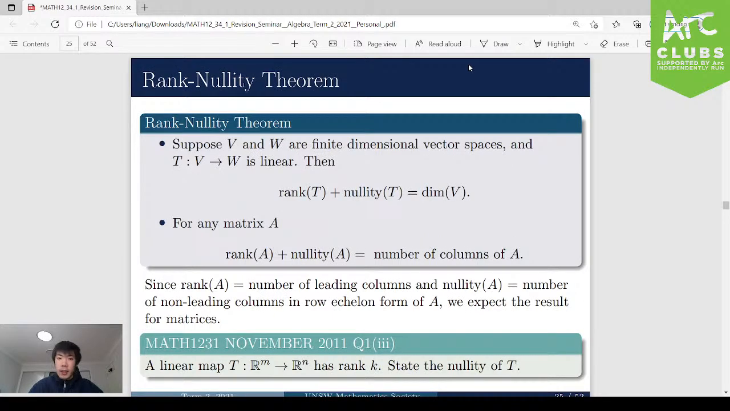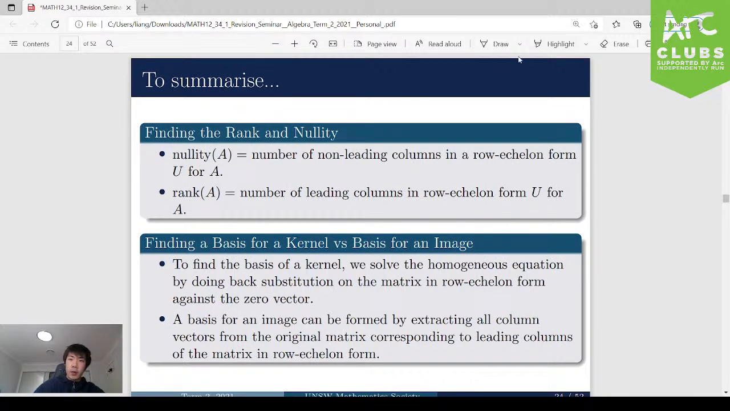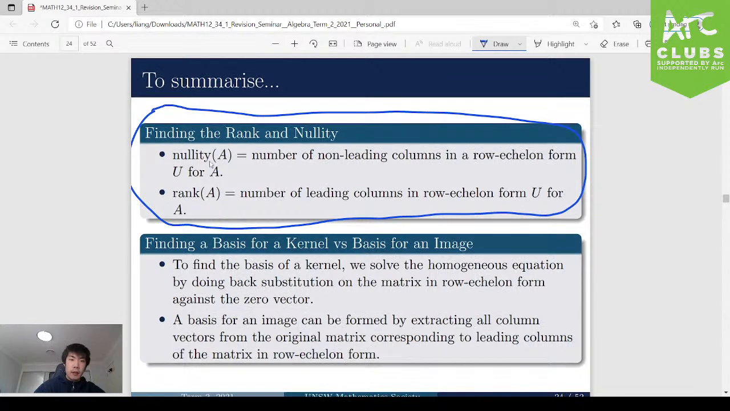This leads us to the rank nullity theorem. Hopefully, this flows well from the fact that we just briefly mentioned this. I guess we can think about it from here to begin with. So for the rank nullity theorem, if nullity of A represents the number of non-leading columns and rank represents the number of leading columns, then clearly if we add your nullity and rank together, that should give you the total number of columns in your matrix, correct? Because every single column in a matrix has to either be leading or non-leading. There's no other type of columns, right?